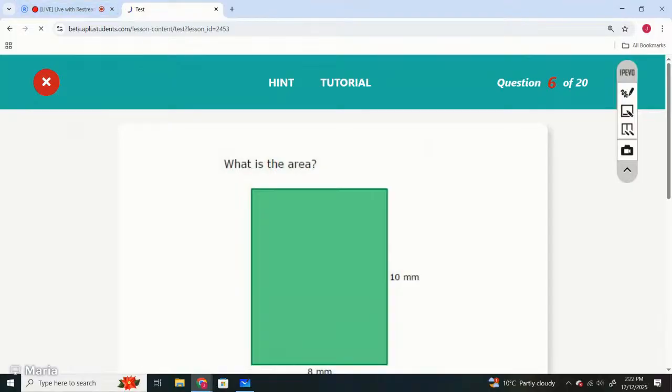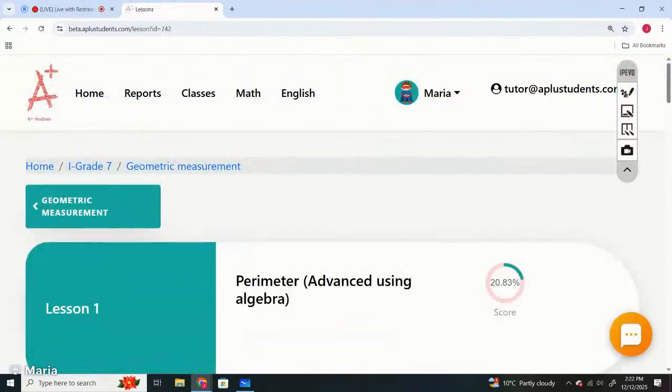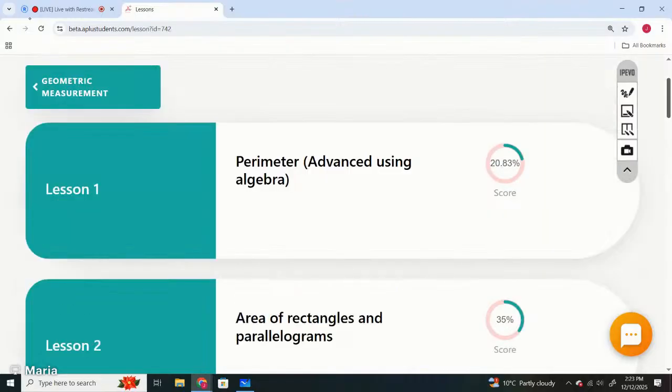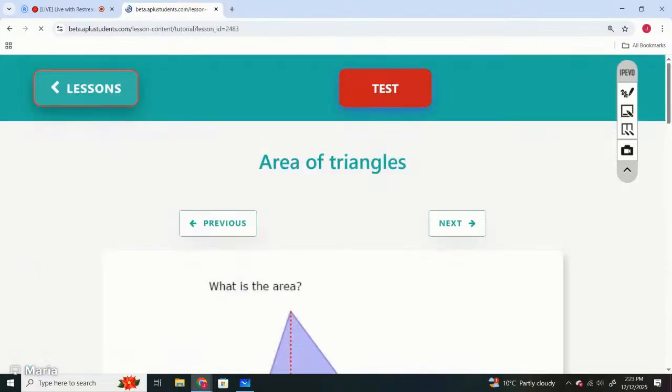Okay, you can complete the lesson by yourself later today. Let me just move on to the next lesson. The next lesson is area of triangles.